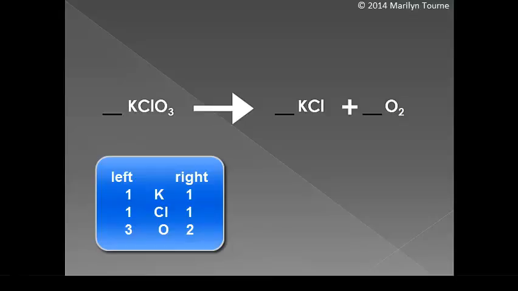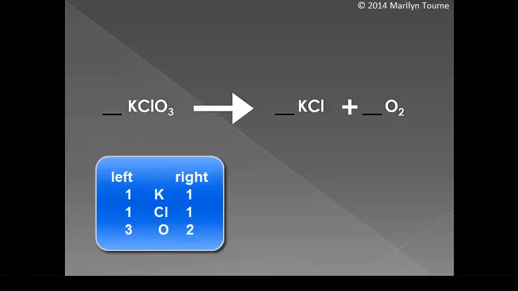on the right. The way that I do this is I like to set up everything as a table. I like to write down what we have on the left and what we have on the right to make it easier for me to visualize how to balance it. So on the left, I have 1 potassium. On the right, I have 1 potassium. Good. On the left, I have 1 chlorine. On the right, I also have 1 chlorine. And now the oxygens are what's different. On the left, I have 3. On the right, I have 2.